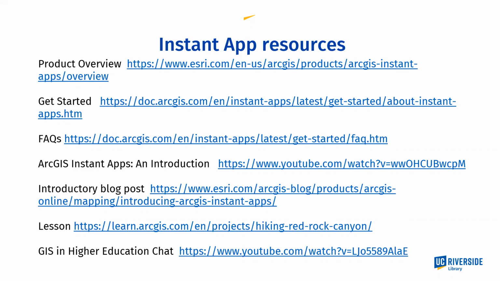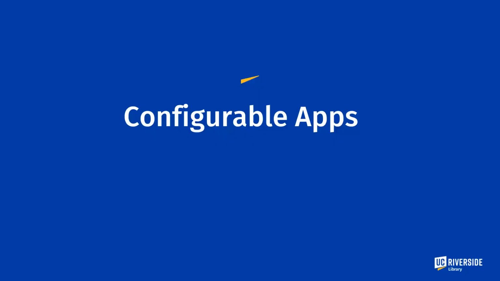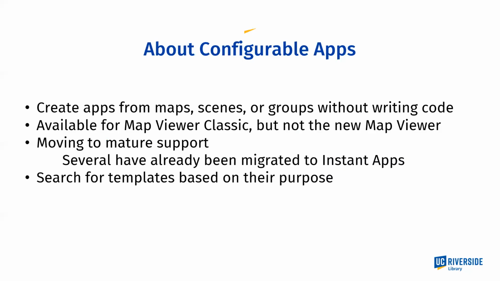Okay, we'll move on to configurable apps. So remember, this was the one that was grayed out in my initial overview. Like instant apps, they enable you to create apps from maps, scenes, or groups without writing code. It's available for Map Viewer Classic, but not for the new Map Viewer.